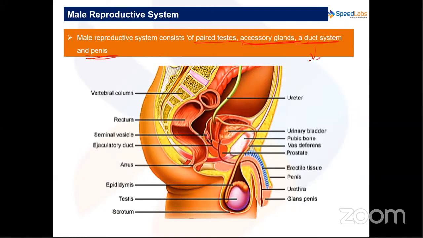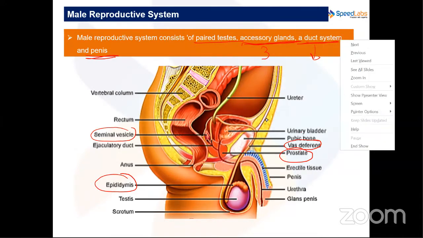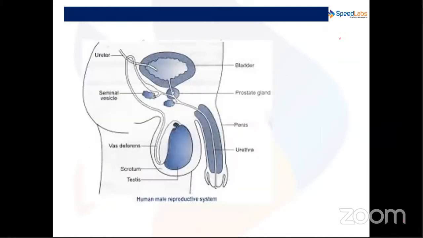So under the duct system, you have the epididymis, the vas deferens, and glands like the prostate. Then you have the seminal vesicle. Then you have the Cowper's glands also. So there are three accessory glands, and the epididymis and vas deferens form the duct system. So in today's class, we are going to do the duct system and the glands. Okay.